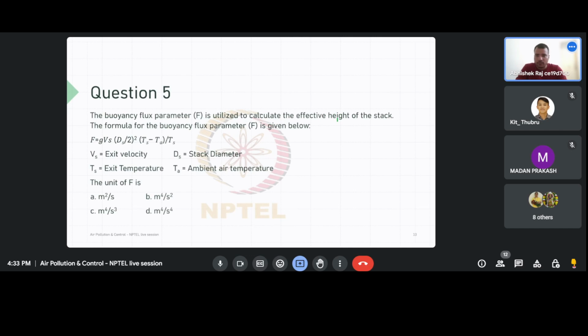Moving to question 5. Again, a unit based question. The buoyancy flux parameter F, which is on the left hand side, is utilized to calculate the effective height of the stack. The formula for the buoyancy flux parameter is given below. It is g into Vs, which is exit velocity, times (ds by 2) whole square, times (Ts minus Ta) by Ts, where Ts is exit temperature and Ta is the ambient temperature. So the unit of F is meter squared per second, meter to the power 4 per second squared, meter to the power 4 per second cubed, or meter to the power 4 per second to the power 4.